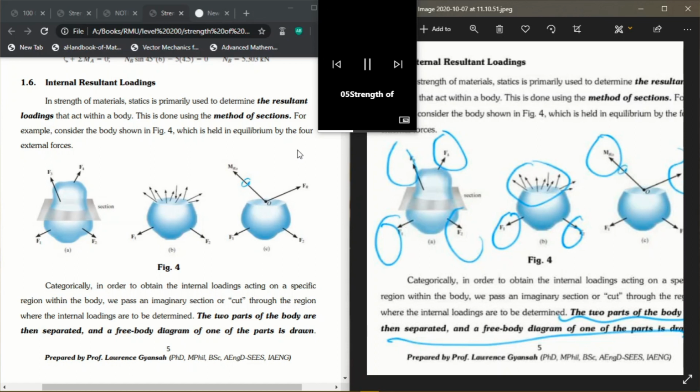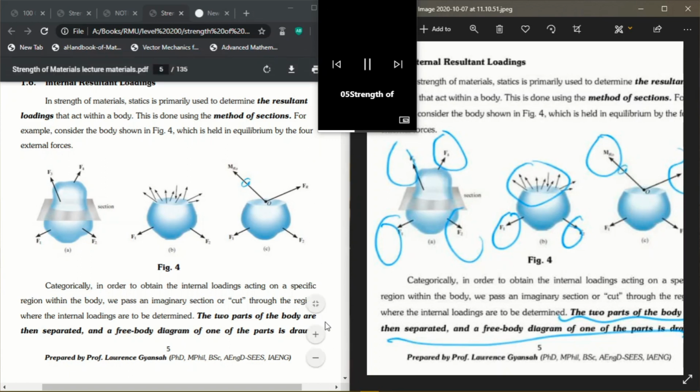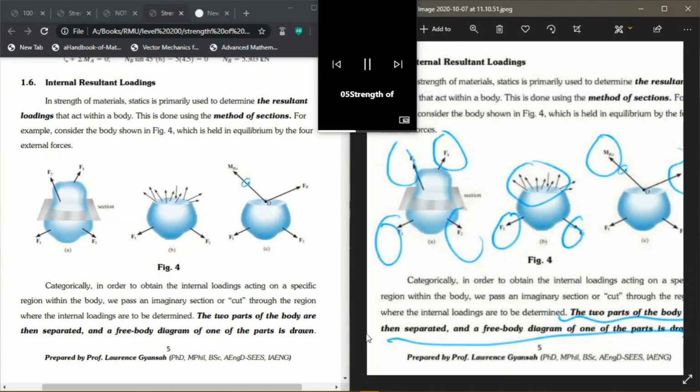So we are saying categorically, in order to obtain internal loading acting on a specific region within the body, we pass something called a imaginary section, as I've said. We cut through it and we take one aspect of it. If you cut through an object, you get two parts. You pick one and then you illustrate the internal forces that exist and you calculate your moment and the resultant force. That's all that we are doing. Now the two parts of the body are then separated, as I said, and a free body diagram will be drawn.